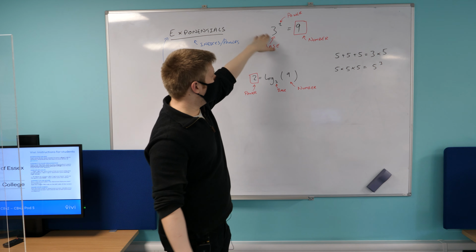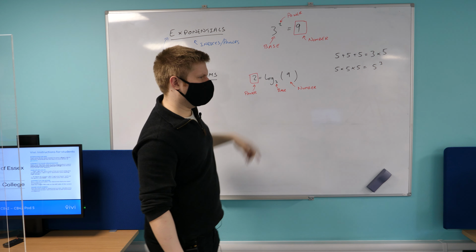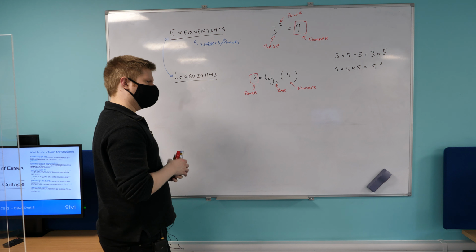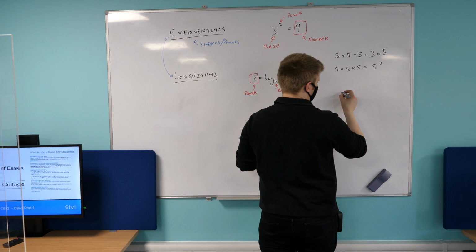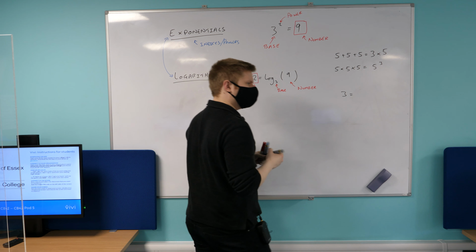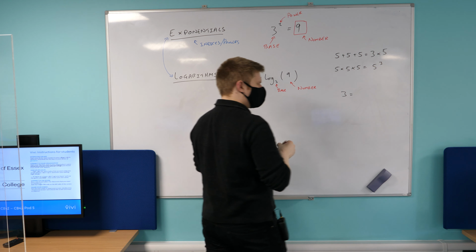Now, we've got a way of making the power the subject. We've got a way of making the number the subject. What if we wanted to make the base the subject? Do you know how we could do that? So in other words, I wanted to write 3 equals. I wanted that to be the subject of the formula. How could I rewrite this so that the base is the subject?